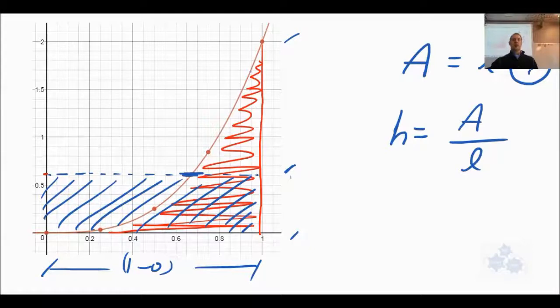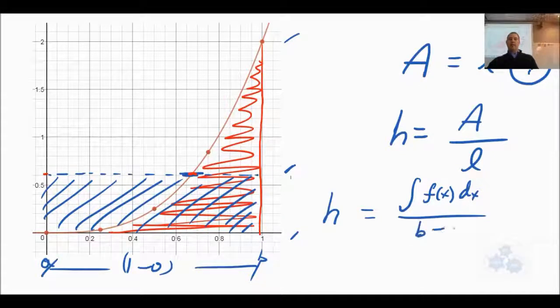But what if we're talking about the area underneath some random curve? Then how can we represent that area? It was mentioned here before. The height would then equal the integral of the function, and it would be between, well, I guess a and b, whatever that would be. But that's the length, so divided by b minus a.